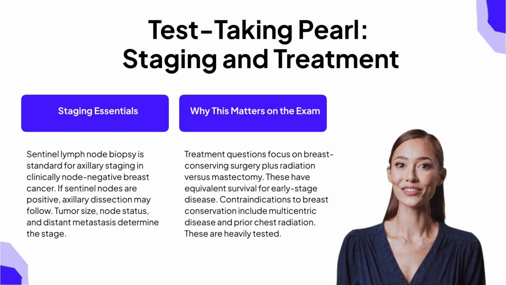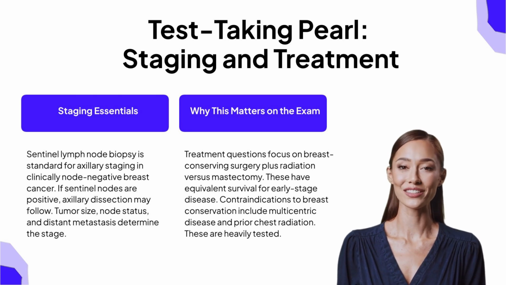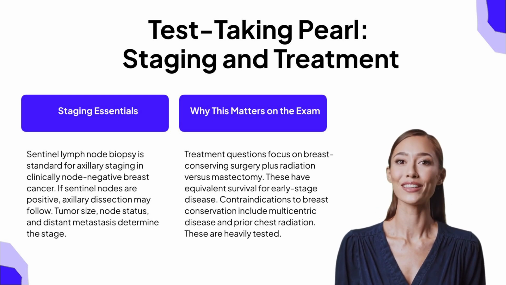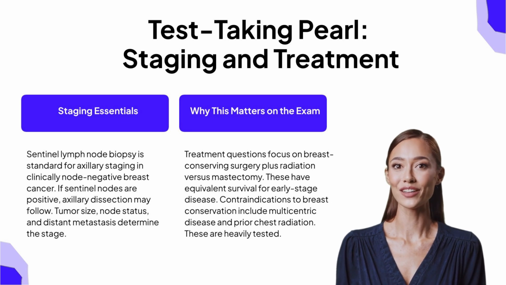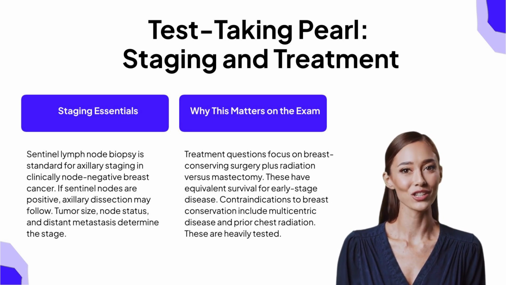For treatment questions, the key concept is that breast-conserving surgery plus radiation has equivalent survival to mastectomy for early-stage disease. The boards will try to trick you into thinking mastectomy is always better, but it is not. Contraindications to breast conservation include multicentric disease and prior chest wall radiation. Review the staging and treatment algorithms in first aid and your question bank.